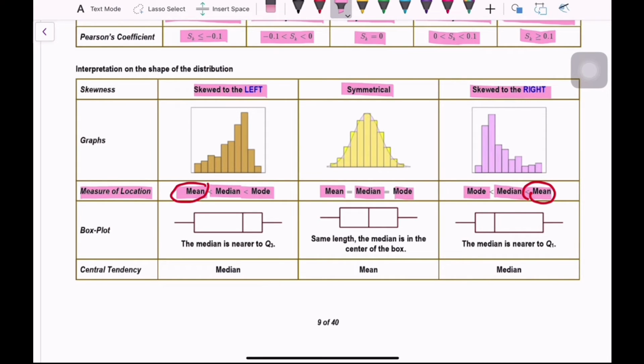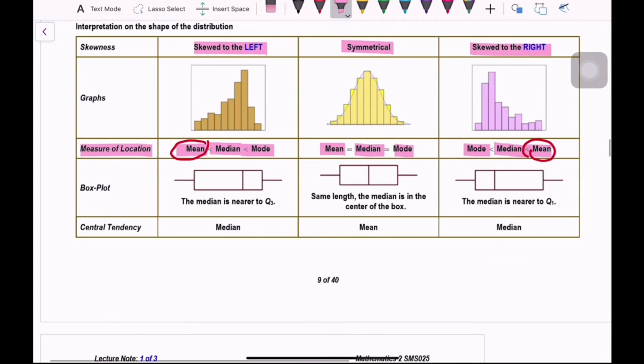Now, by using the box plot, if the box is the same length and the median is in the center of the box, we call it symmetrical.